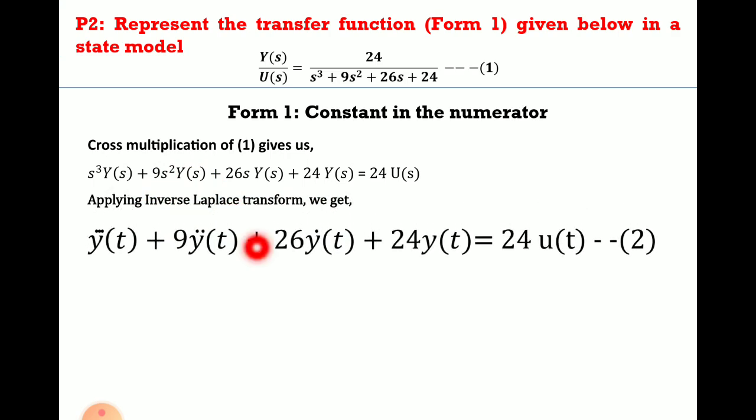Upon application of the inverse Laplace transform, s cube into Y of s becomes y triple dot of t, s square into Y of s becomes y double dot, 9s into Y of s becomes 9 y dot of t, 26 remains the same, 24 Y of s becomes 24 y of t, and 24 into U of s becomes 24 into u of t. Now you can observe that, just by cross multiplication and applying the inverse Laplace transform, we have represented the given transfer function in the form of a differential equation. So from now on the procedure is the same.